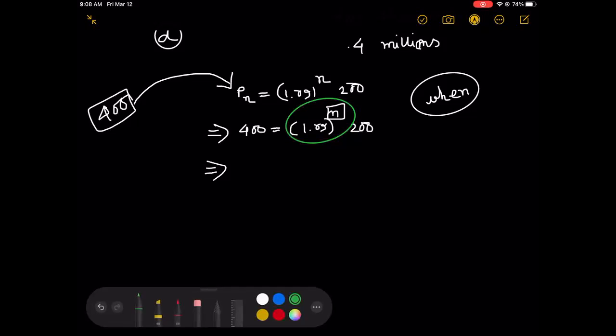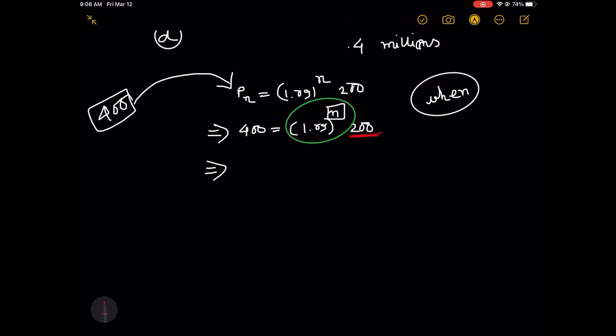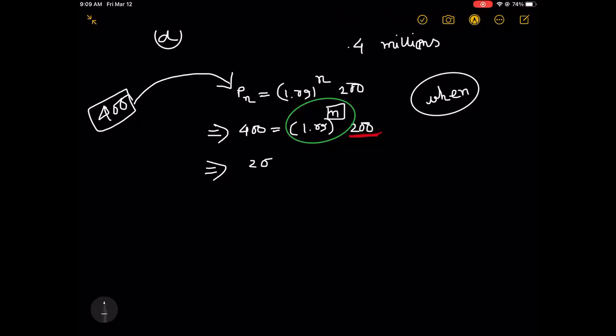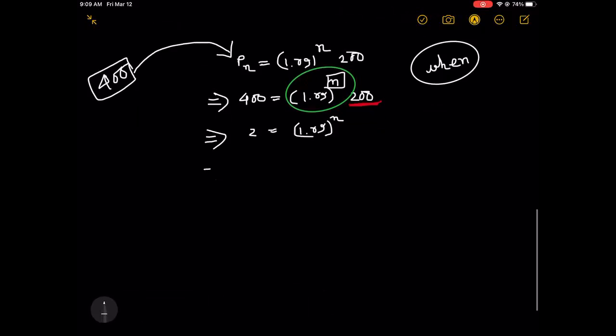So we have a 200 here as a product with this. If we want to get rid of this, we can divide both sides by this, which is 200. So let's divide it. So it will be 2 equals 1.09 to the n. I've just divided both sides by 200, okay? All right, so what's next? I can actually rewrite it on my left. So this technically is the same thing. We can do that.